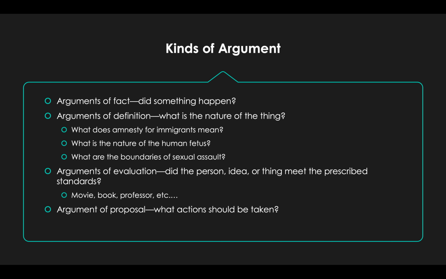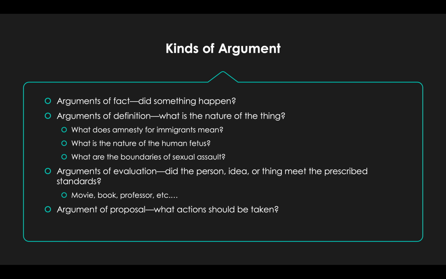What is the nature of the human fetus? What are the boundaries of sexual assault? What is and what isn't sexual assault? All of these sort of definitions have to be defined by a particular society in order for us to make policy or legislation on these issues.